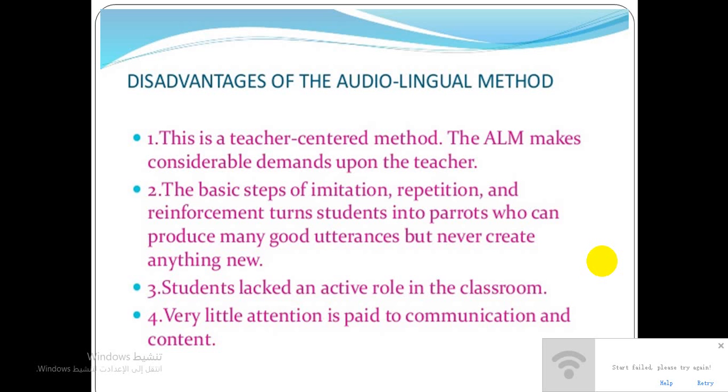No creativity. Students repeat and memorize what they don't understand. The techniques used by the audiolingual method become tedious and boring, causing fatigue. It makes advanced students poor. Many students in the class.